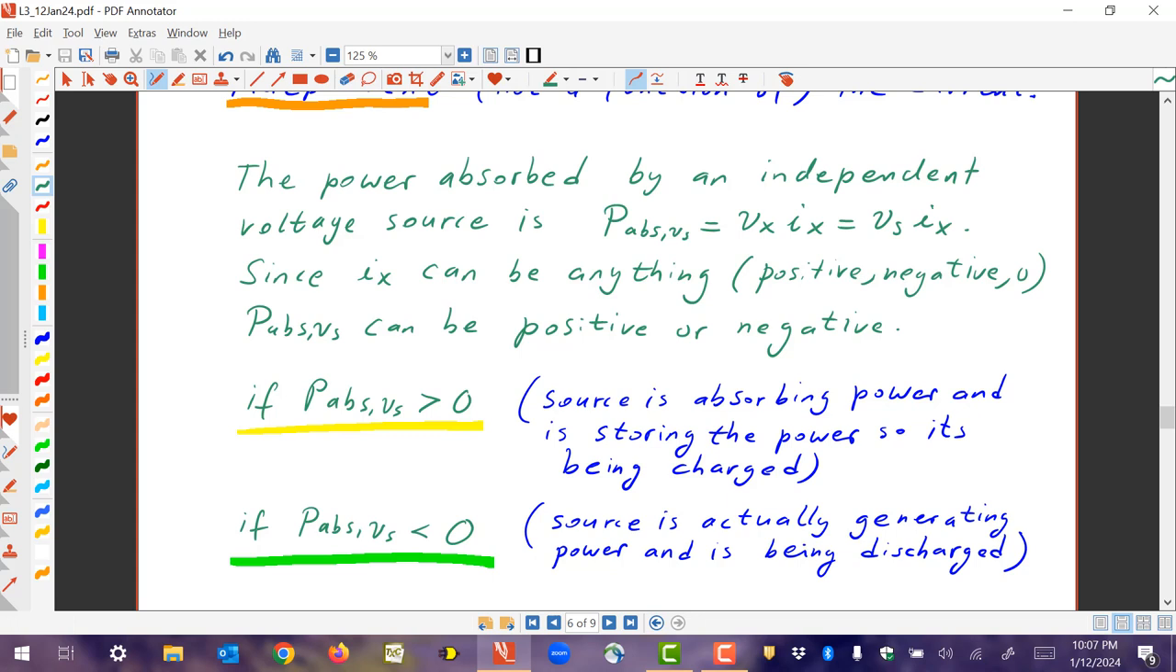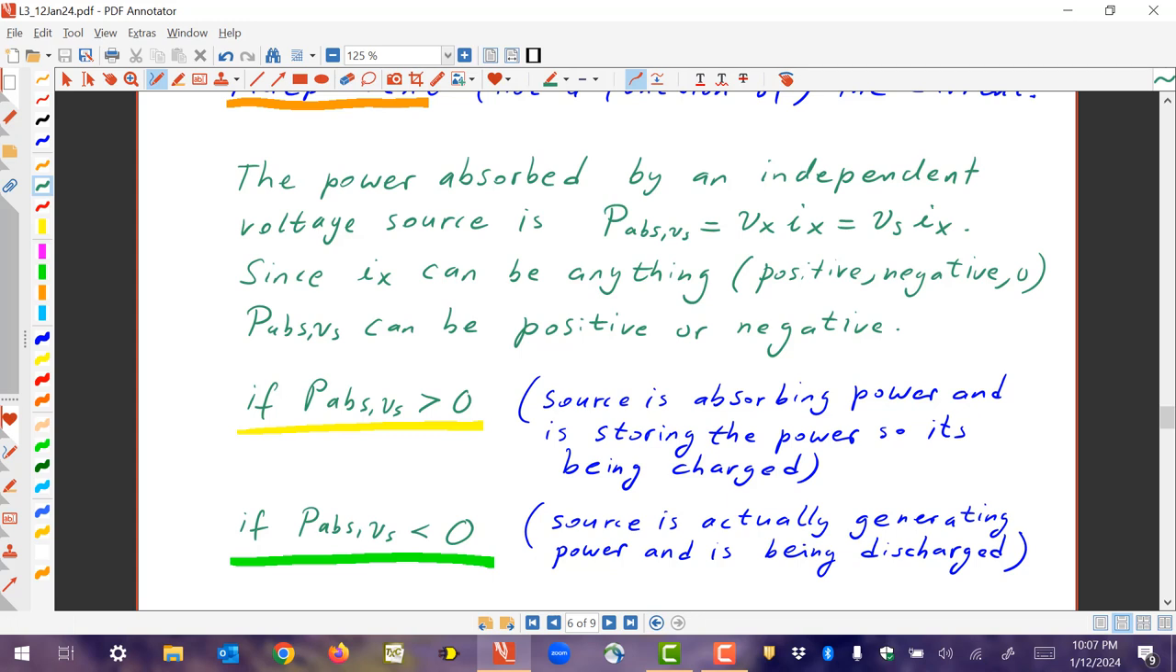When we're doing that, then power absorbed by the voltage source is positive. So when that's happening, we're sending power into the voltage source. The voltage source absorbs it and stores that power, stores that energy. Okay, so we can say it's being charged. So when you're charging a battery, you're sending power, right? And power over time is energy. You're sending it into the battery, you're charging your battery.